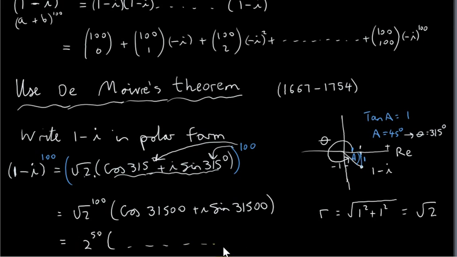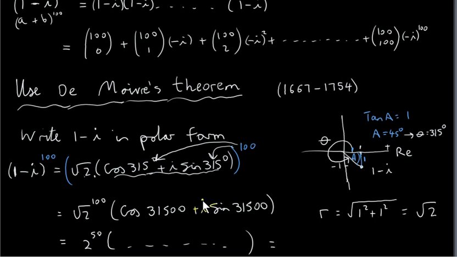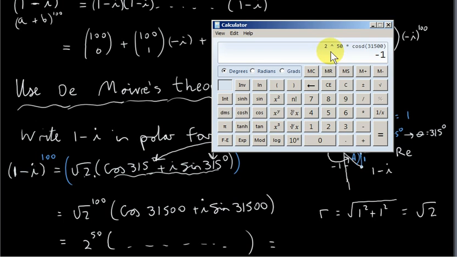I won't write this down again. I'll just go to the calculator and work out, get this back into rectangular form. It's in polar form here. So to get the real part, we multiply 2 to the power of 50 by the cos of 31,500.